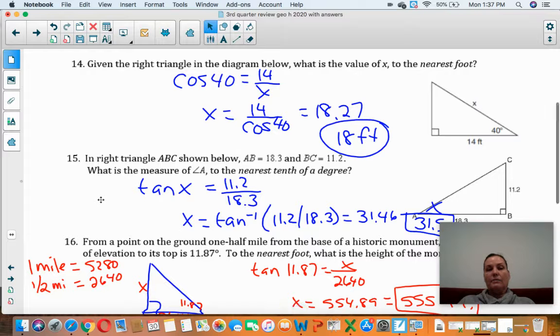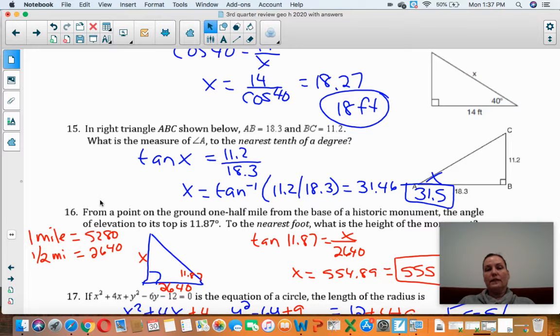Now remember with trig, if the angle is the thing that you're trying to find, that's when you're going to use that inverse button on your calculator. So I do tan⁻¹ parentheses 11.2 divided by 18.3. And I can show you, I do have a calculator right here.